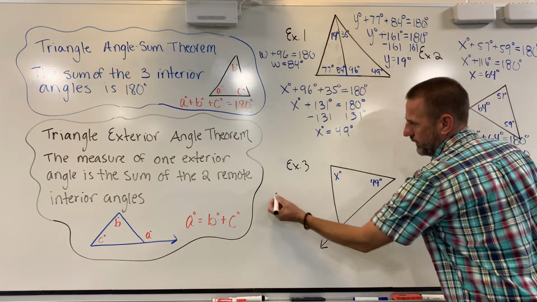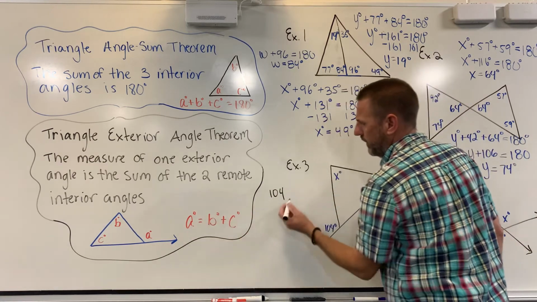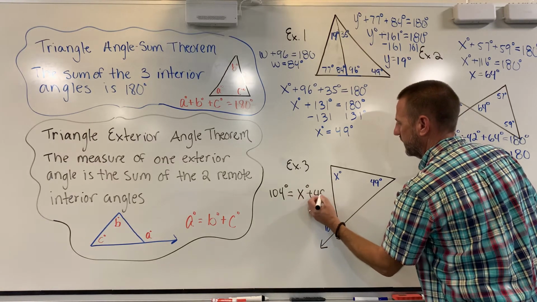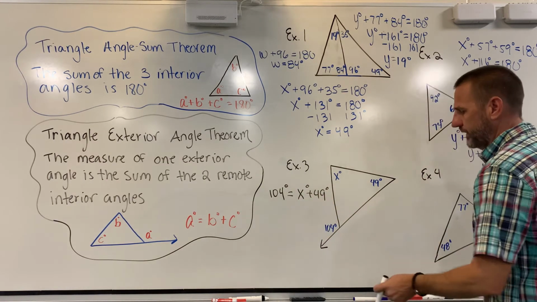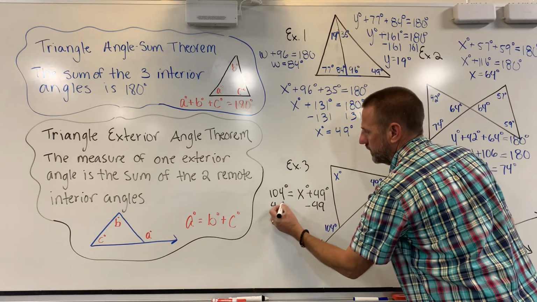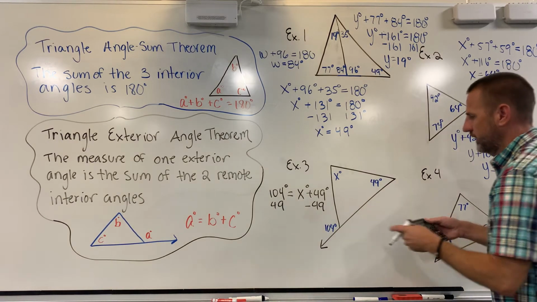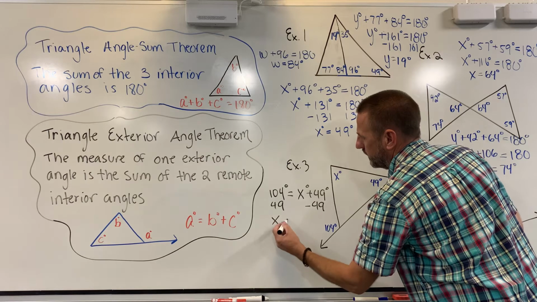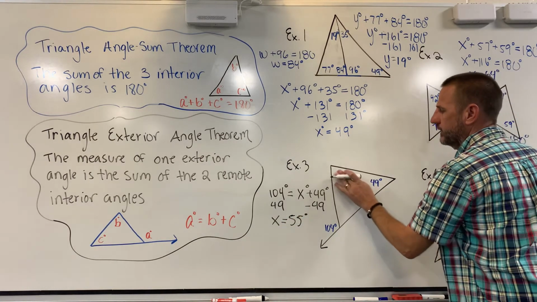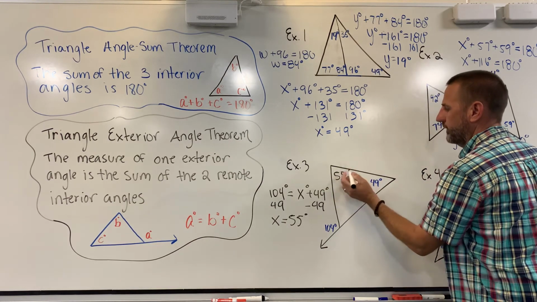We'll say, I know that according to the rule, 104 has to equal x plus 49. Well, if I take 49 from both sides, I should have the answer. So 104 minus 49 gives me 55. Now, if I plug that in, there is a way to check my work.